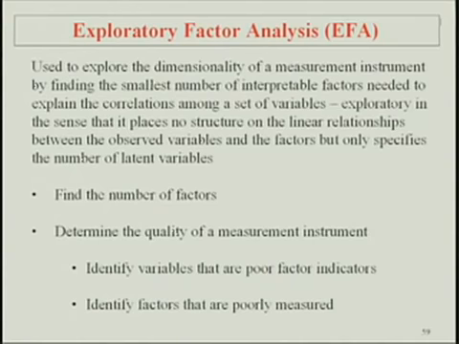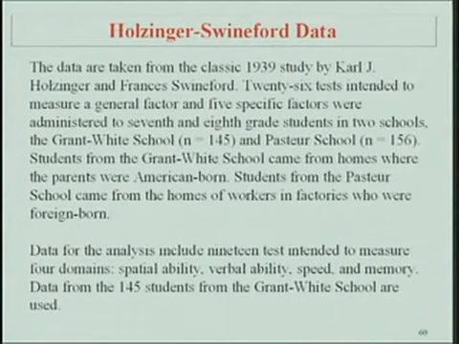The data we're going to look at are the Holzinger-Swineford data. It's from 1939. We're going to be looking at 4 domains: spatial ability, verbal, speed, and memory. We have a very small sample, 145 students.